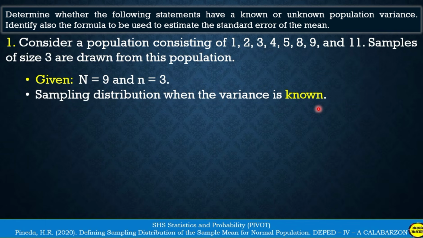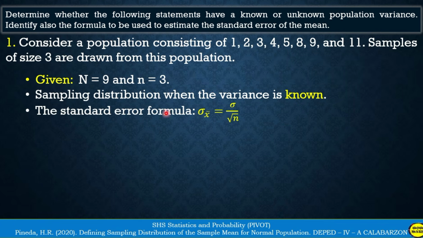Since the population variance can be calculated, we can use this formula to find the standard error of the mean: the population standard deviation divided by the square root of n, the sample size.